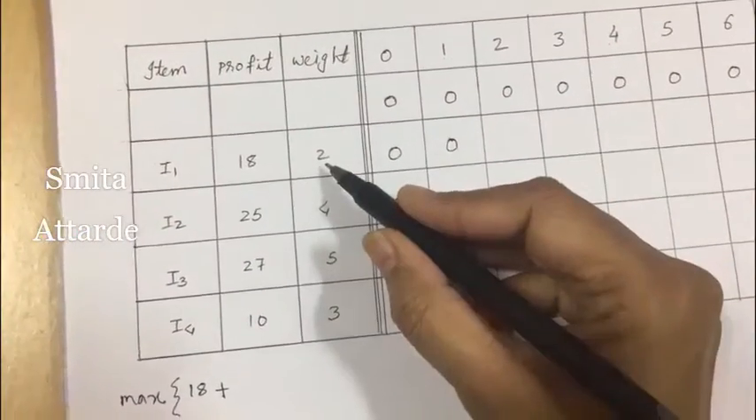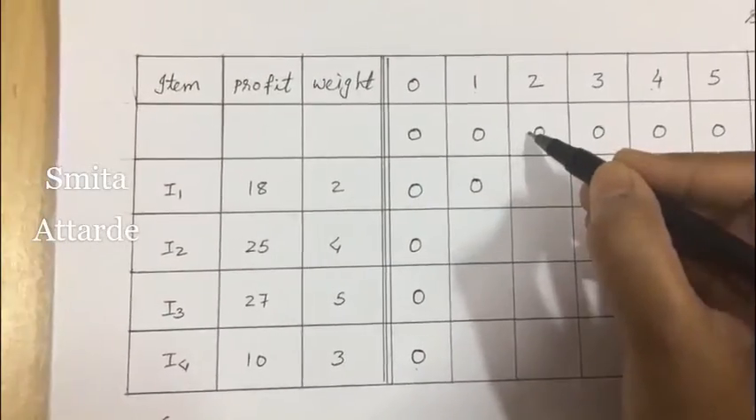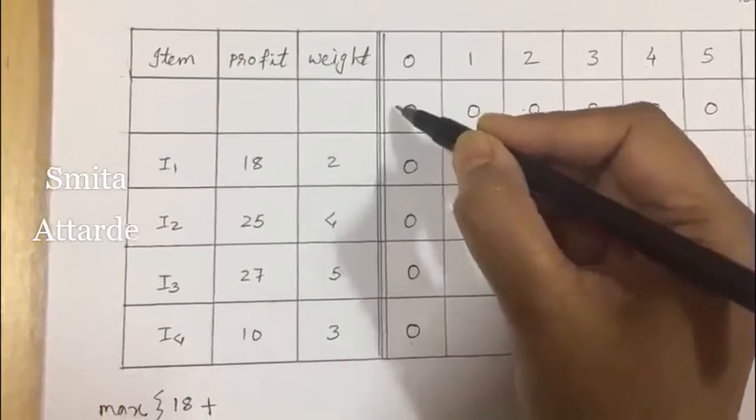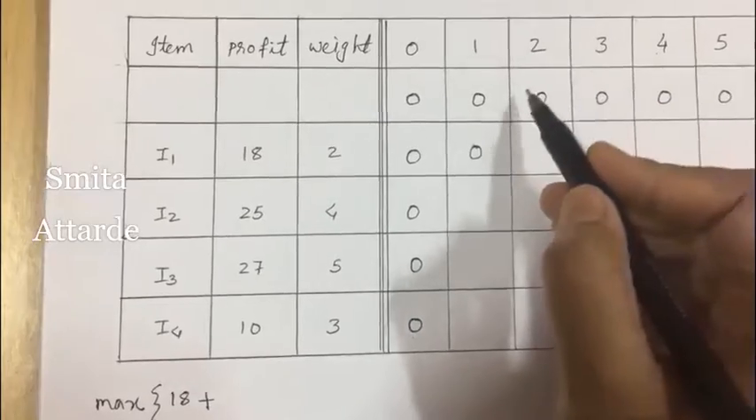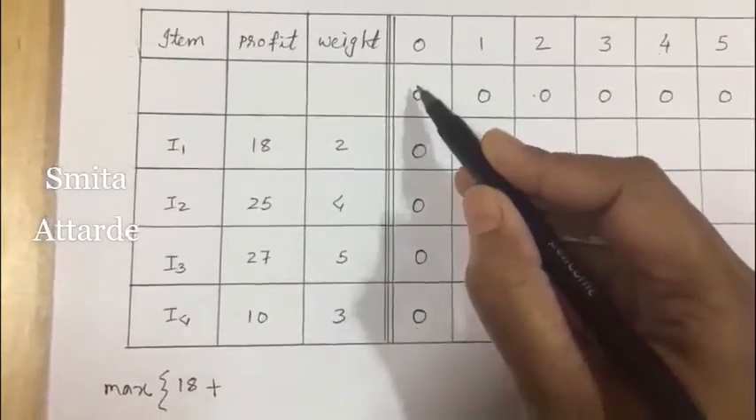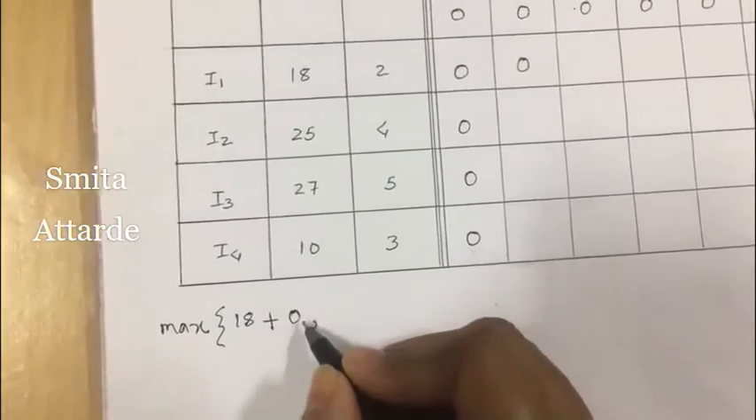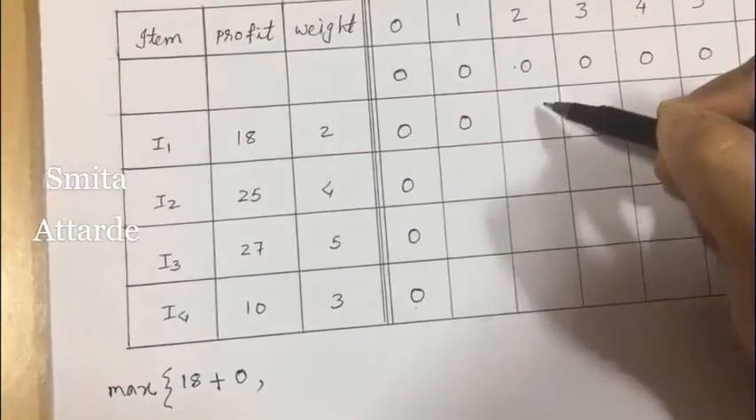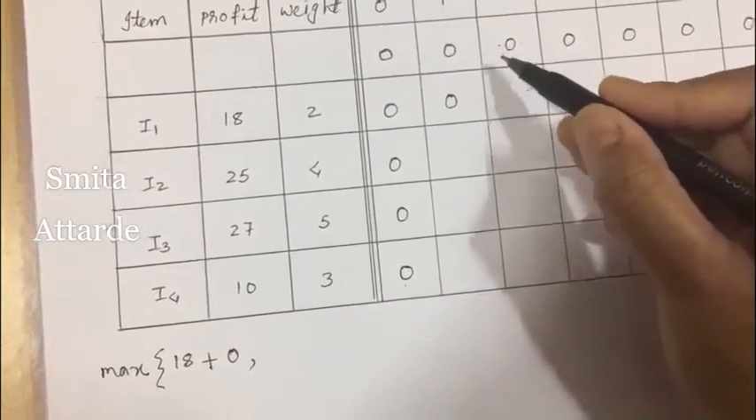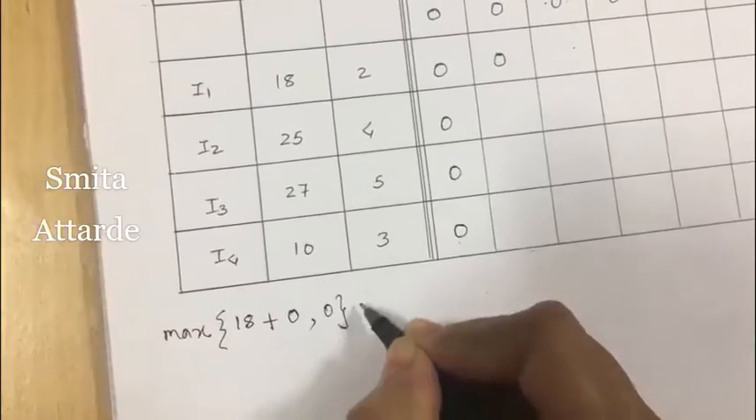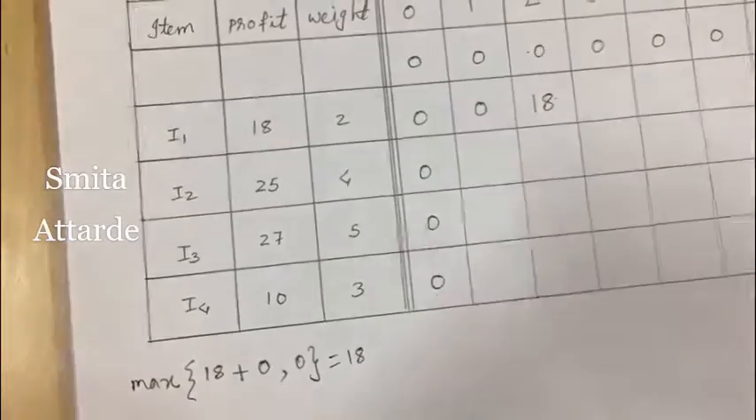Now 18 plus this value we are calculating. The weight of this item is 2. So go one row above and 2 steps behind. What is this value? It is 0. So I'll write here 0, comma. Maximum of this, and the second entry will be exactly the above value. This we are calculating, and exactly the above value is 0. So what we get here? 18. So I'll write here value 18.